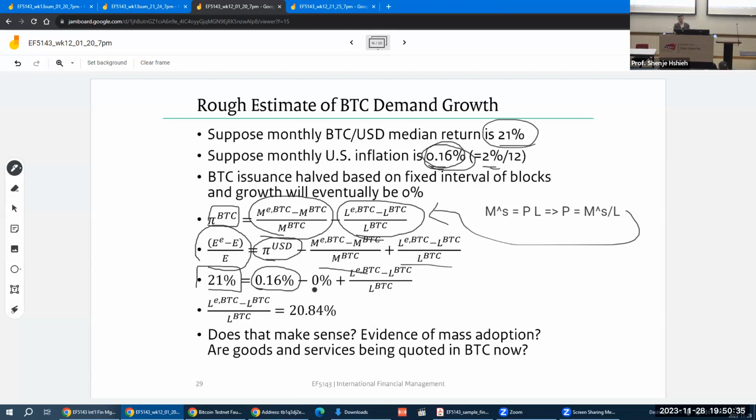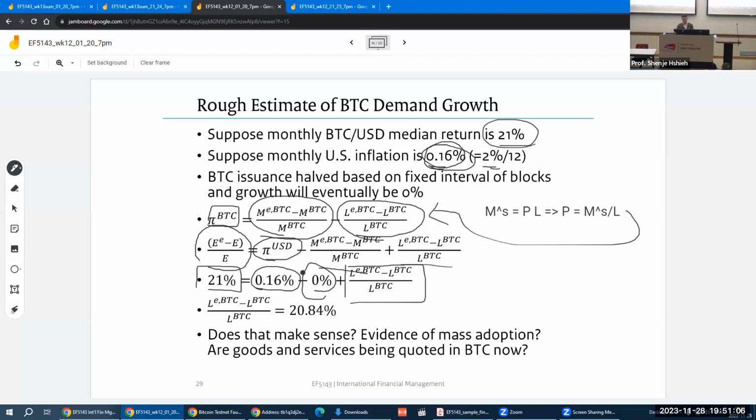And inflation of Bitcoin is basically zero. It's basically zero, right? Because in the long term, there are only 21 million units of Bitcoin. So in the long term, that 21 million is fixed. So this money supply won't change after that 21 million. So let's just say it's 0%. And therefore, with these numbers, we can solve for the growth of money demand for Bitcoin in the last 10 years.